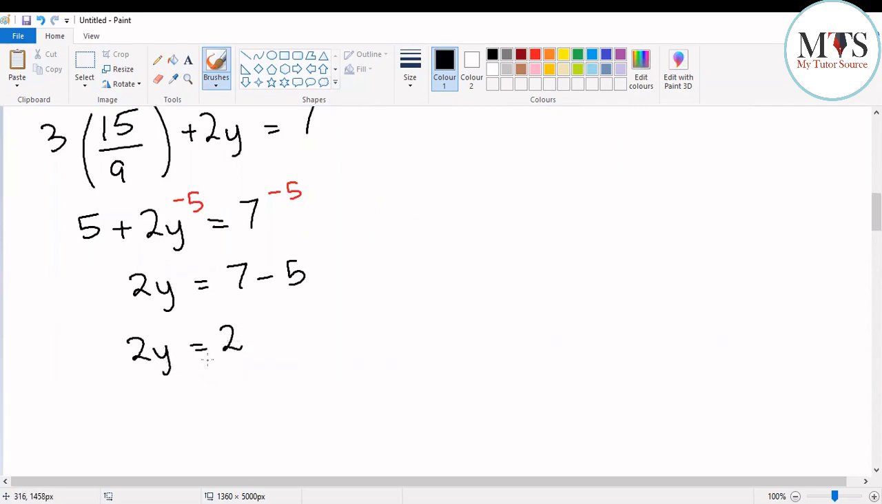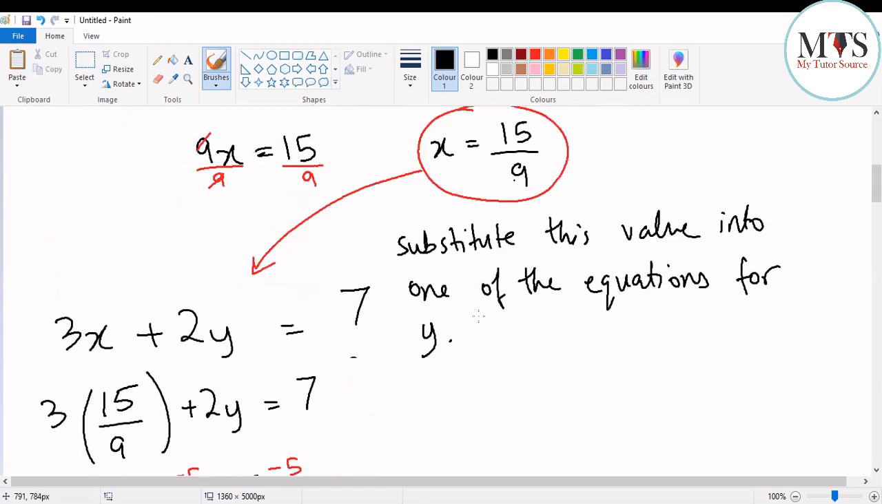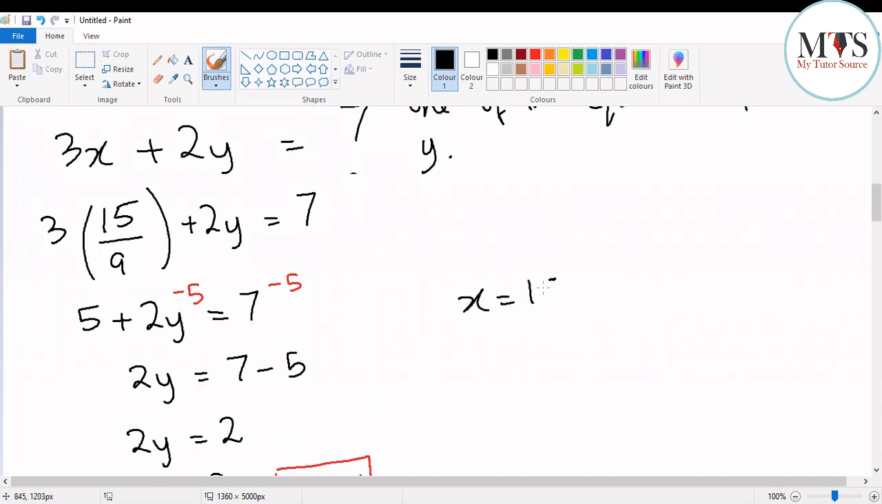Now what would we do? We divide. If it's being multiplied, then you divide. So you divide both sides by 2, and you get y equals 2 over 2, so y equals 1. That's your second answer. So your complete answer is going to be x equals 15 over 9 and y equals 1. All right, do you have any questions for this one?